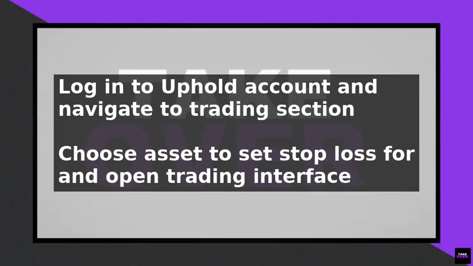Setting a stop loss on Uphold is a crucial risk management strategy that helps limit potential losses in trading. To get started, first log into your Uphold account and navigate to the trading section. Choose the asset you want to set a stop loss for and click on it to open the trading interface. Look for the stop loss option, which is usually located below the buy and sell buttons.